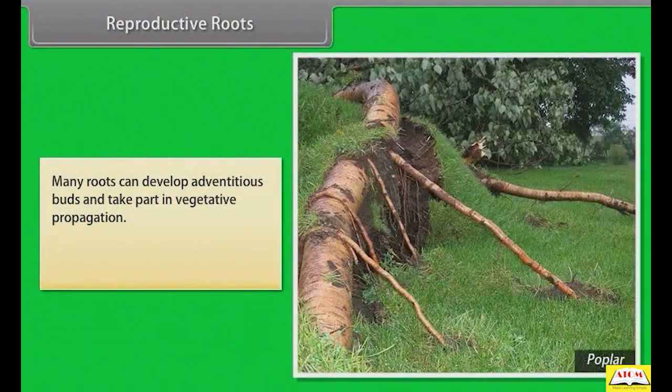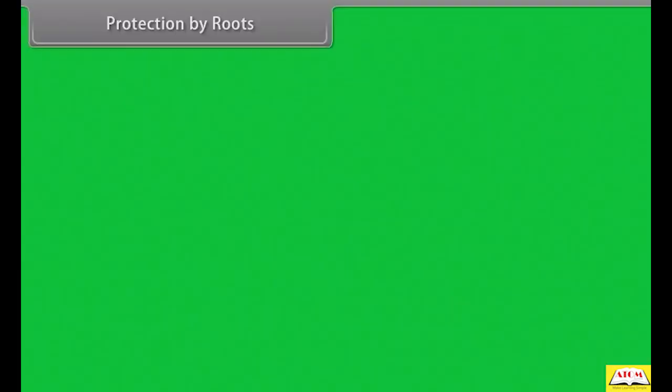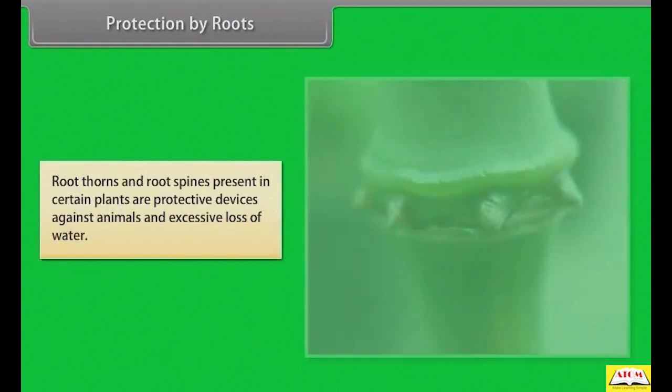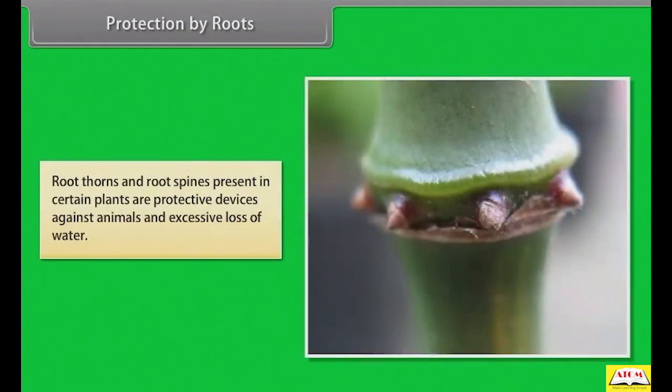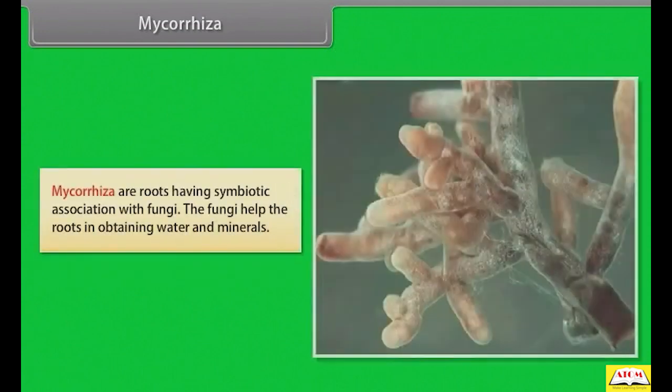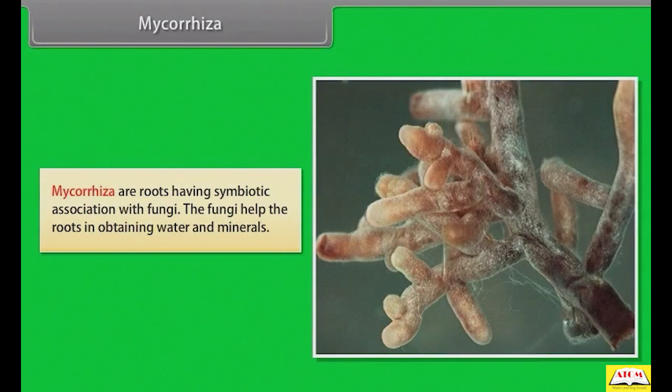Reproductive roots. Many roots can develop adventitious buds and take part in vegetative propagation. Example: poplar, Dalbergia, dahlia, sweet potato. Protection by roots. Root thorns and root spines present in certain plants are protective devices against animals and excessive loss of water. Mycorrhiza. Mycorrhiza are roots having symbiotic association with fungi. The fungi help the roots in obtaining water and minerals.